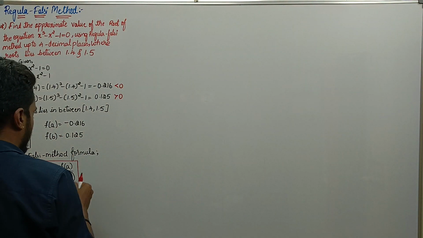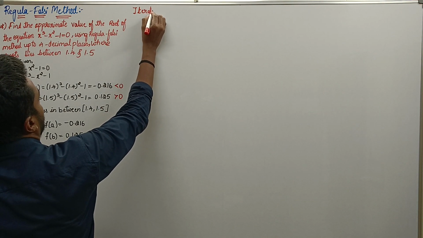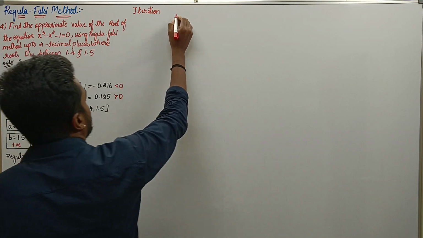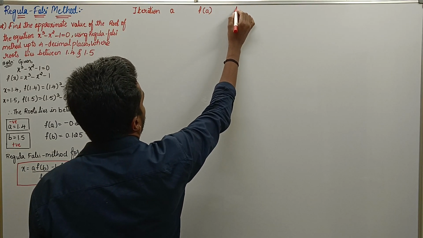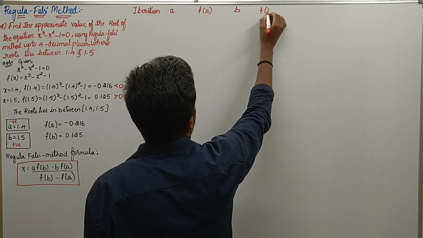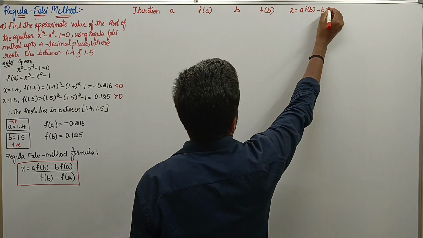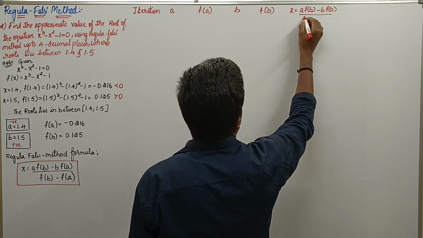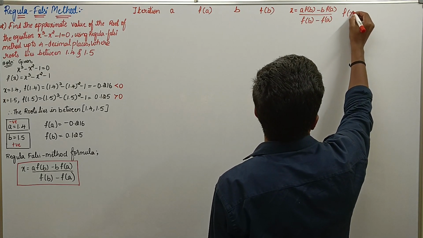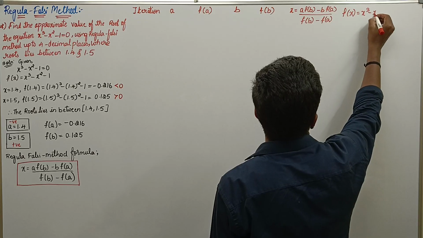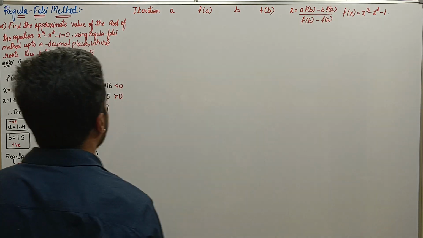For that, first represent the tabular column. Let us represent the iteration first. The first column will be iteration. Next we have a, next f of a, next b, next f of b, then x equal to a into f of b minus b into f of a whole divided by f of b minus f of a, and the function value f of x, which is equal to x cube minus x square minus 1. Done. Now let us simplify term by term.